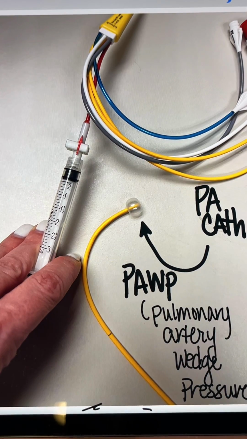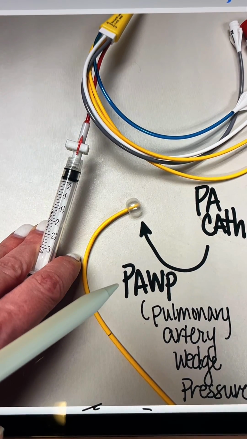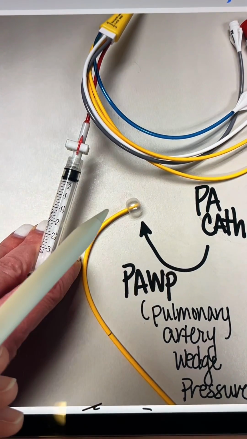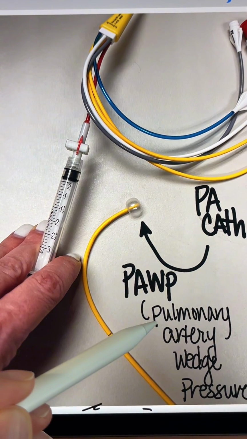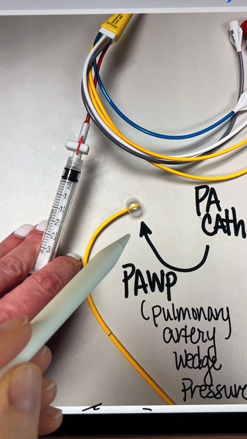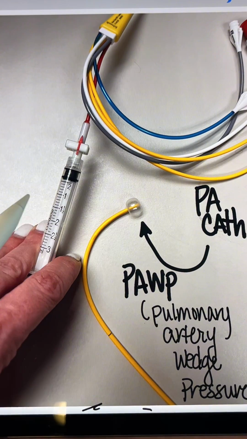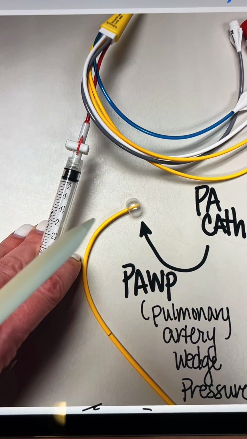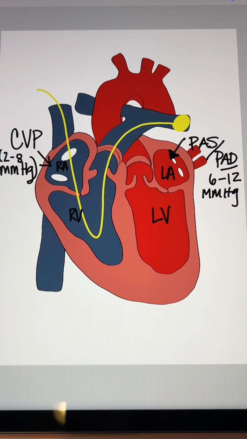All right, I'm going to explain what a PAWP means. You've probably seen this and wondered what that little acronym means. It means pulmonary artery wedge pressure. So that little balloon you see right there is inflated and it will wedge into the pulmonary artery. So that's where you get the pulmonary artery wedge.